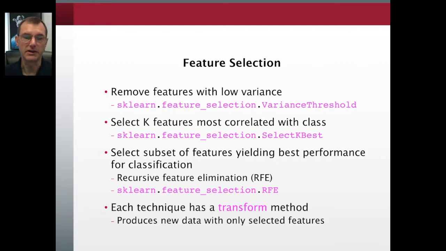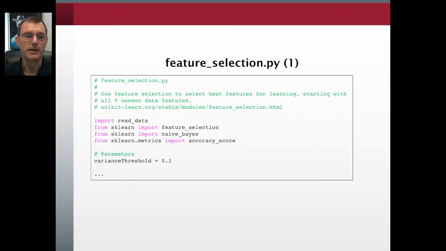So let's take a look at one of these. We'll use the first one, the variance threshold approach, and see how to do that in scikit-learn. So initially, again, as usual, we're going to import our read data method.